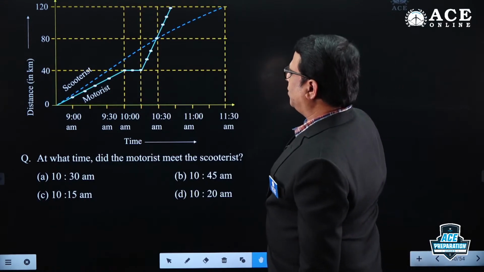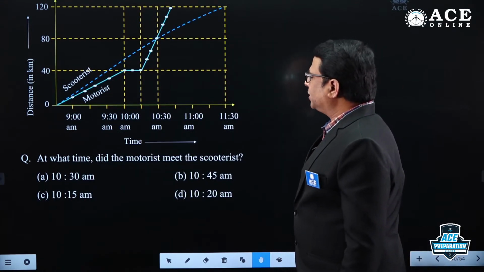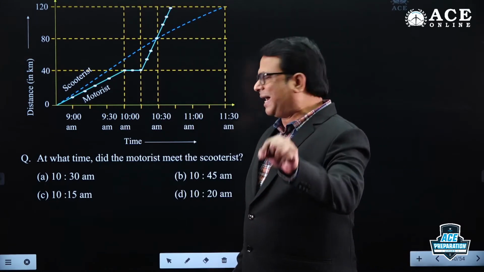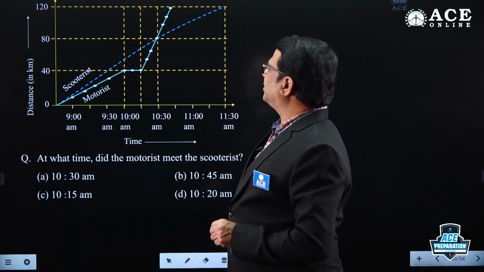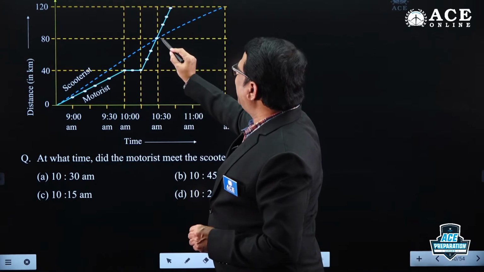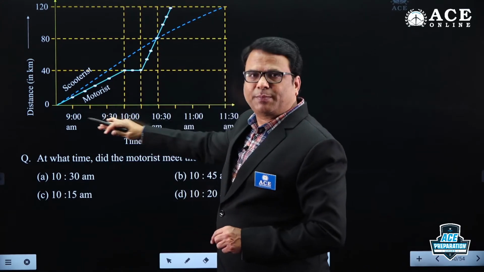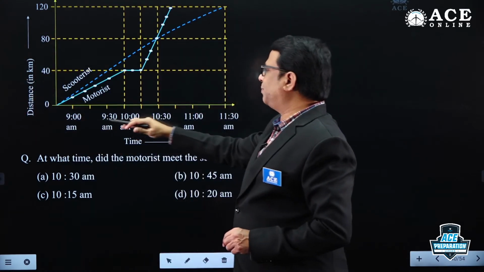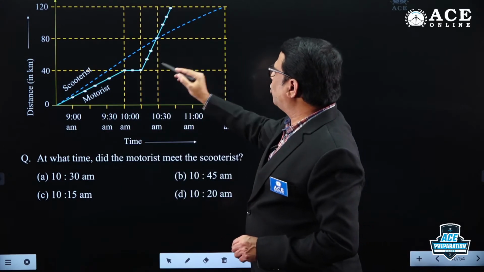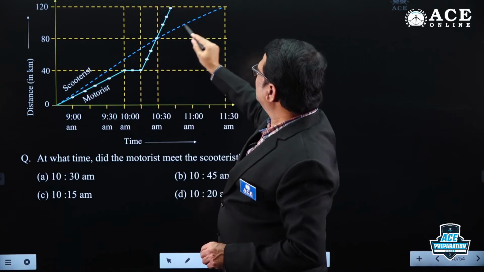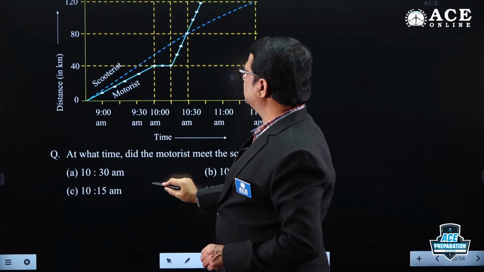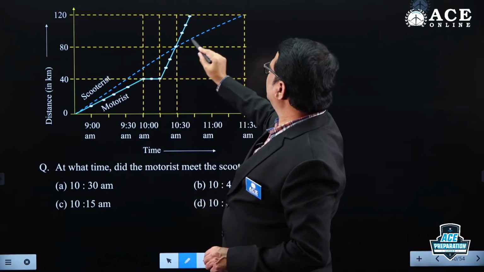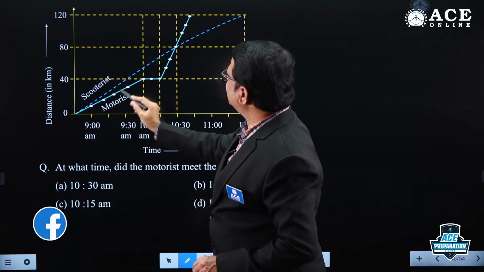Right. Now, what is the question? At what time did the motorist meet the scooterist? That is the question. Now, where are the two lines meeting? The two lines are meeting at this point. The x-axis represents time and the y-axis represents distance in kilometers. This line stands for scooterist, and this line stands for motorist.